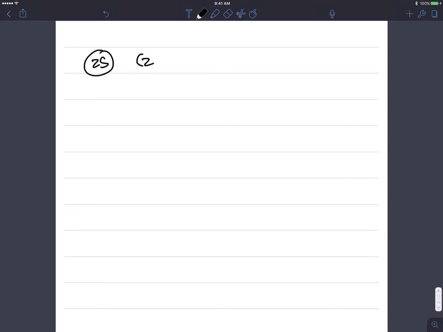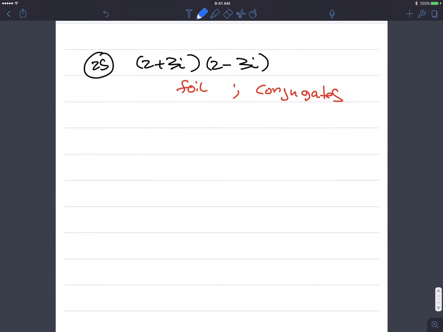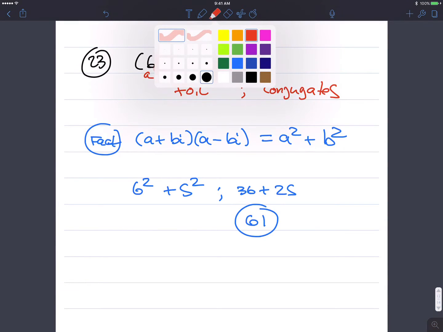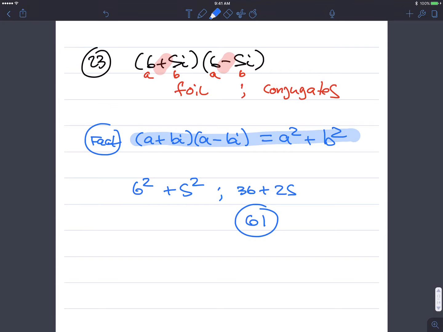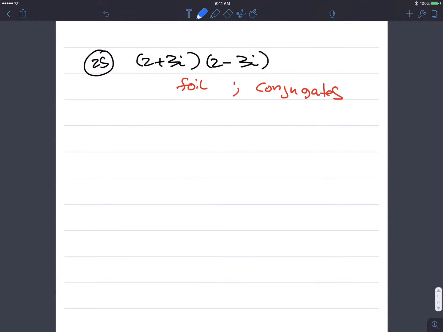25. 2 plus 3i times 2 minus 3i. Again, we have to use FOIL, and we have conjugates. Going back, let's remember, we multiply conjugates. The product is a squared plus b squared. In this case, my a is 2, my b is 3, so that 2 squared plus 3 squared is 4 plus 9, which is 13.